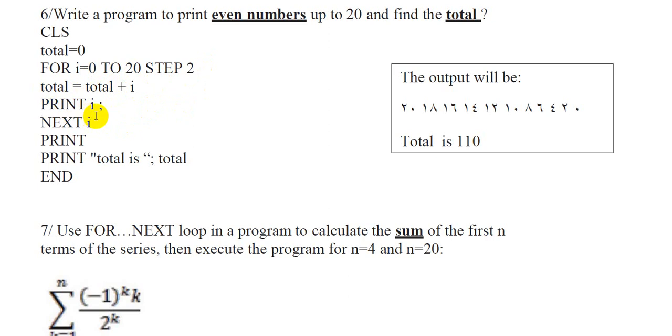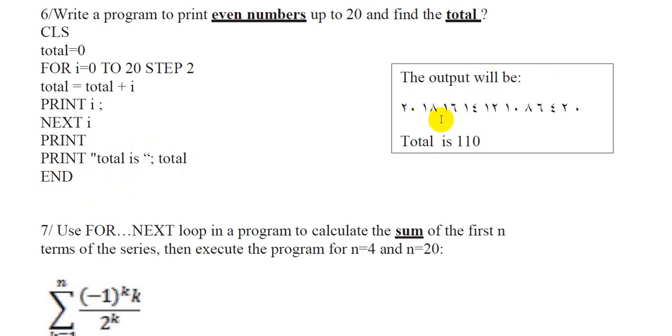Print I, dash, print I, and next time print "total is", total. Print "total is" between two quotation marks, as you can see here, then a comma, total. This is a comma and this is a double dash. Dash total. And then conclude.